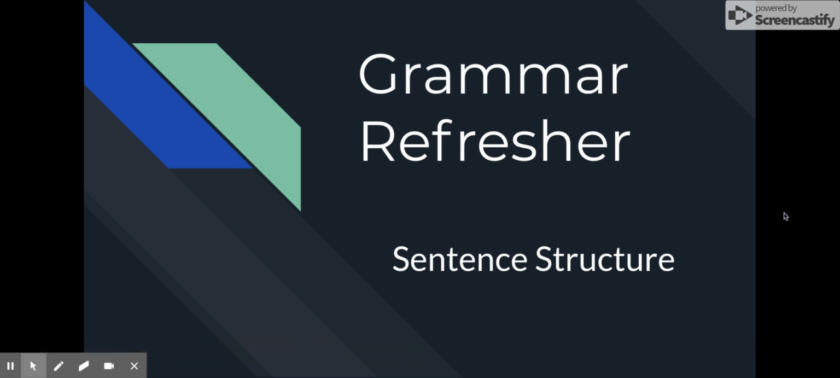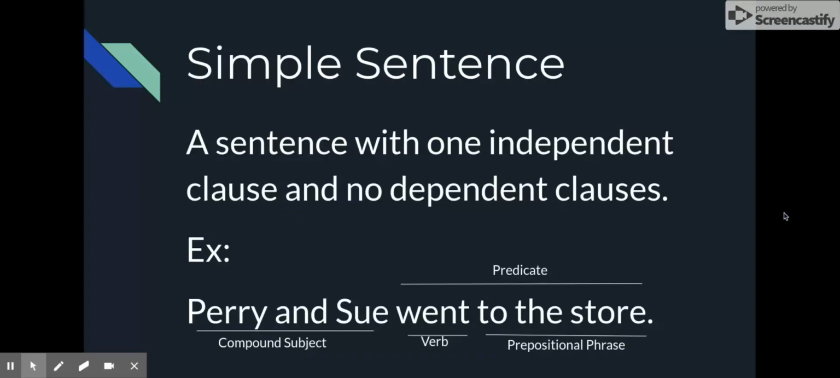For this week's grammar refresher, we're going to be taking a look at the 4 different types of sentence structure. The first one, the easiest one to identify probably, is the simple sentence. The simple sentence is a sentence with an independent clause and no dependent clauses. It has one subject and one predicate. The example, Perry and Sue went to the store.